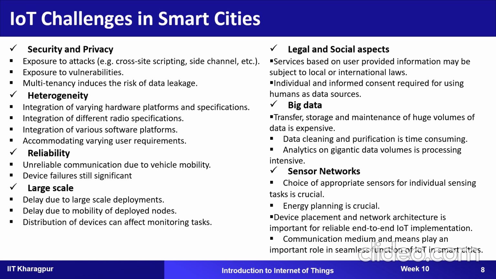Then next is heterogeneity. Since we are getting data from different kinds of devices, it is difficult to manage that many devices, and further to store that much data and perform processing on it. Then reliability. Unreliable communication occurs due to vehicle movement, or sometimes your device will also fail, due to which we are not able to get the complete data. Then next is your large scale.